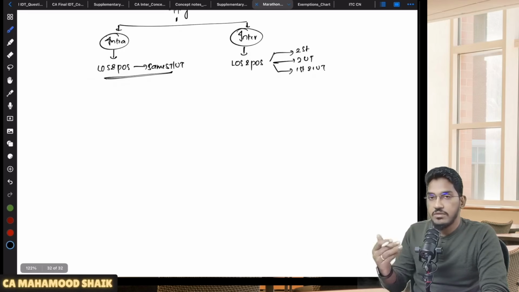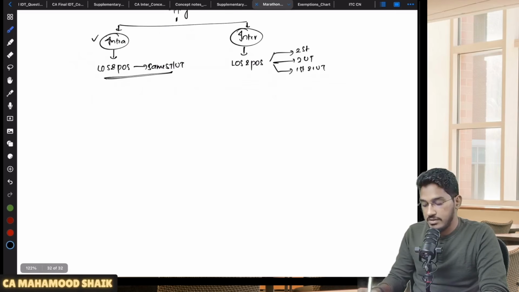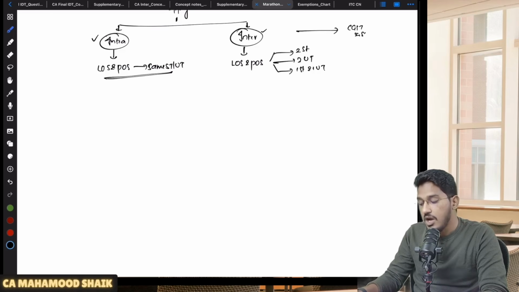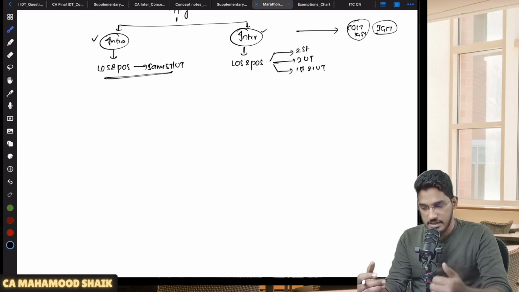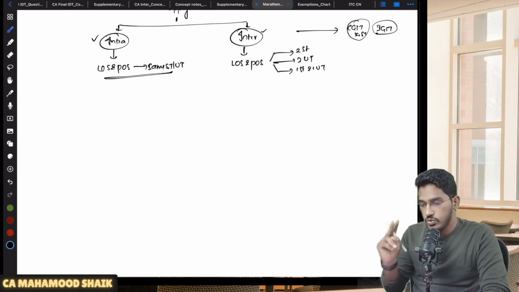Once we establish whether it is an intrastate supply or an interstate supply, only thereafter can we decide what kind of GST we are required to impose. Are we required to impose CGST and SGST, or are we required to impose IGST? That depends on this bifurcation. First, we have to classify the supply, whether it is an interstate supply or an intrastate supply.